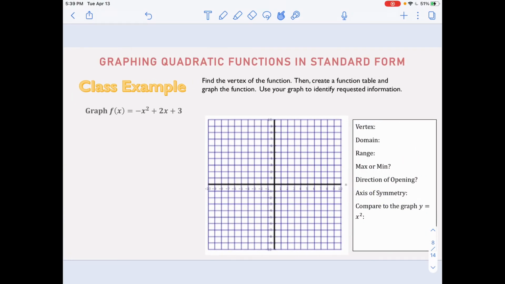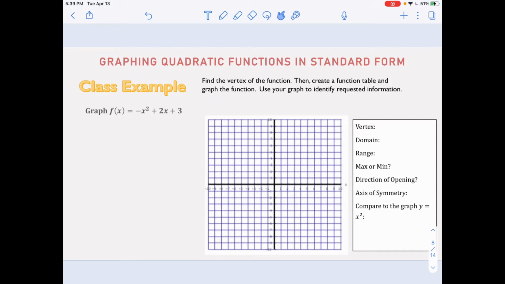All right, let's take a look at our first example. A common example I might ask students to do is to graph quadratic functions in standard form. Now, yes, of course, we can use a graphing calculator or Desmos, which would make this a lot easier, but there's a lot of value in being able to graph a quadratic function by hand. So let's take a look at this.